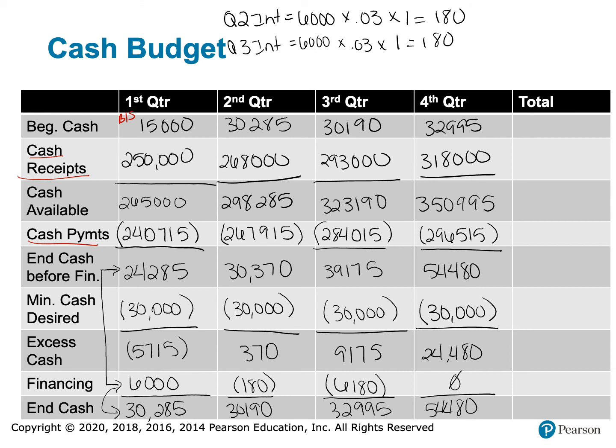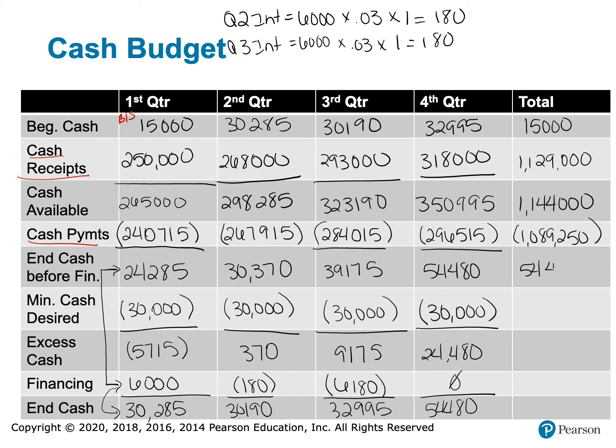So when we look at the total columns, we can figure these out really quickly. Remember, the total is the year-end total. So my beginning cash for the year was $15,000. My total cash receipts are $1,129,000. That gives me total cash available of $1,144,000. My total cash payments were $1,089,250.